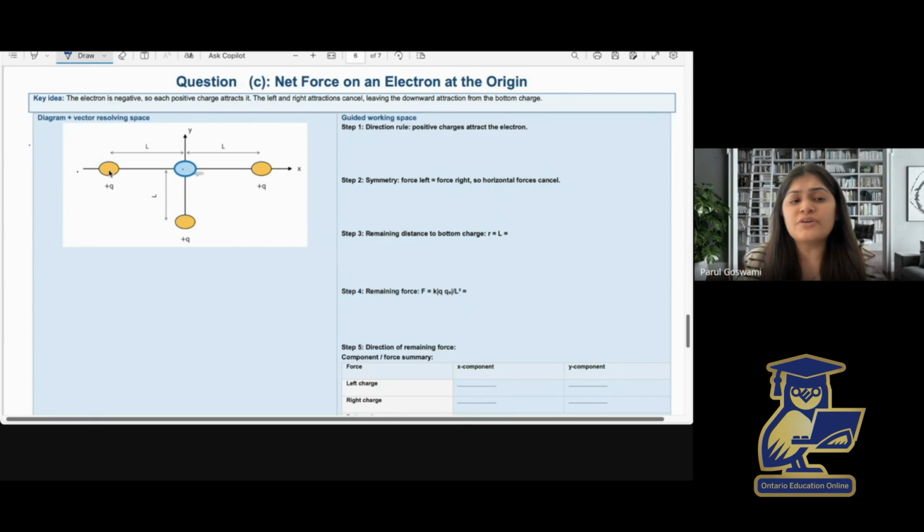Let's draw the force vector between charge 1 and the electron. First I'm going to join these two charges, charge 1 and the electron. The distance between charge 1 and the electron is L, and the electron will have the tendency to be attracted towards the positive charge. So the force on the electron due to charge 1 would be towards this charge. This is the force vector on the electron due to charge 1. As you can see, it is pointing towards west.